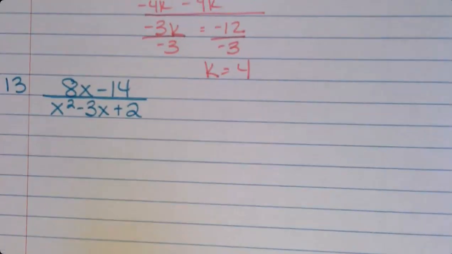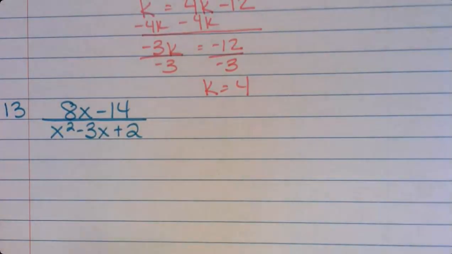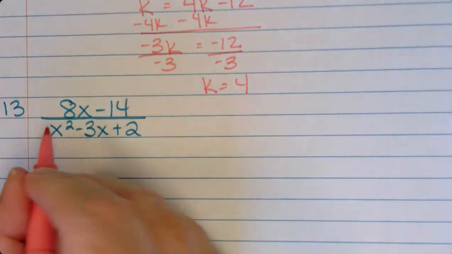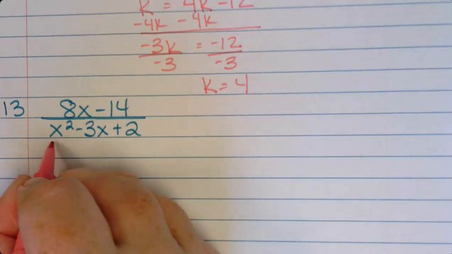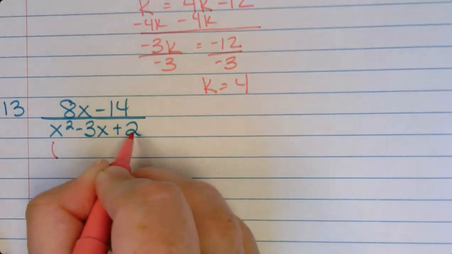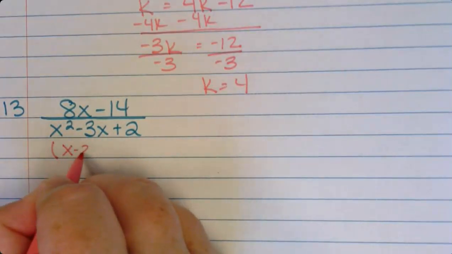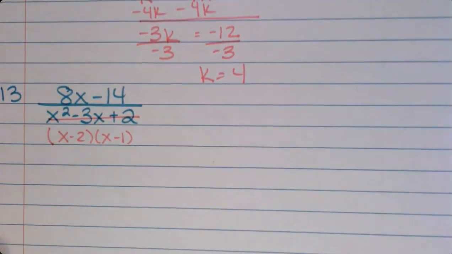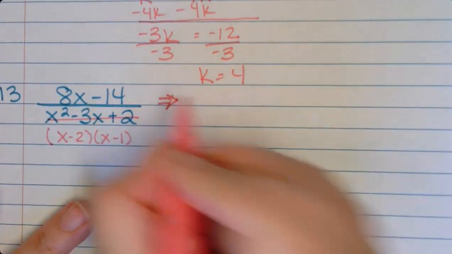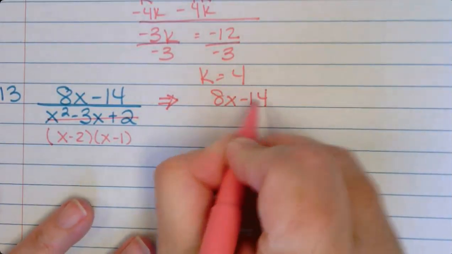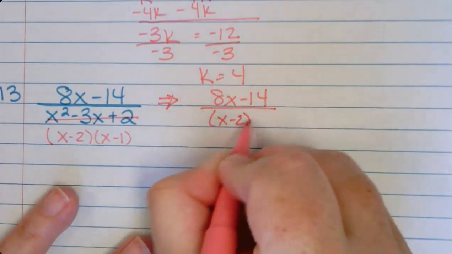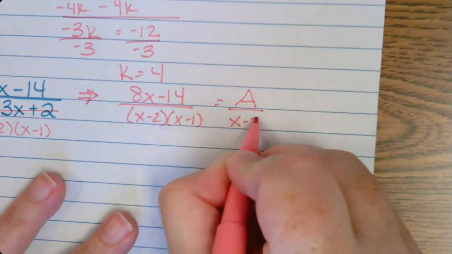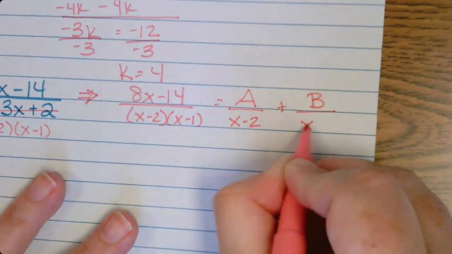Now, this is our partial fraction. We need to factor the bottom. I don't care about the top. So what times what gives us 2, and when I add, I get negative 3? So x minus 2 and x minus 1. So x minus 2, x minus 1 equals a over x minus 2 plus b over x minus 1.